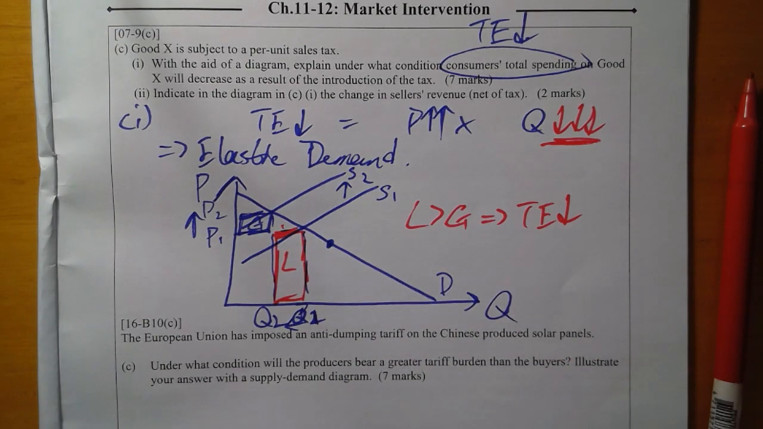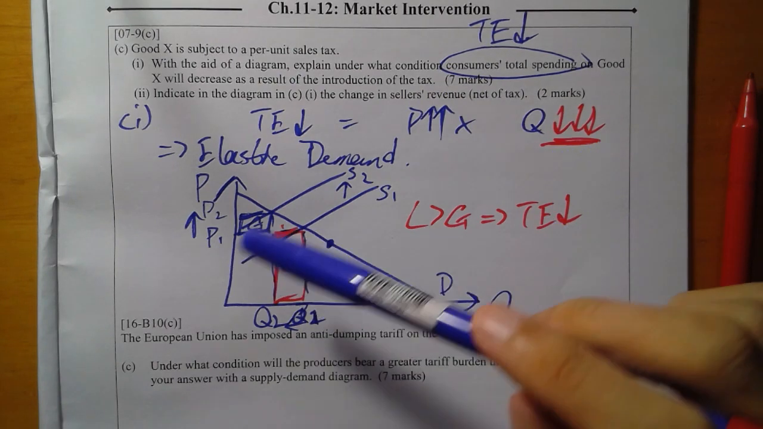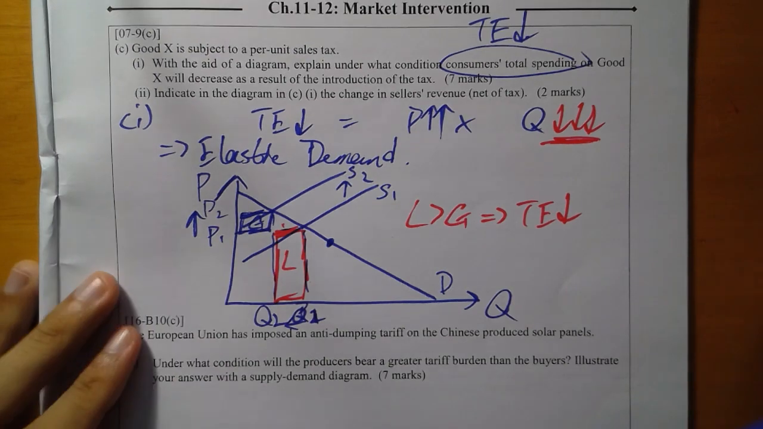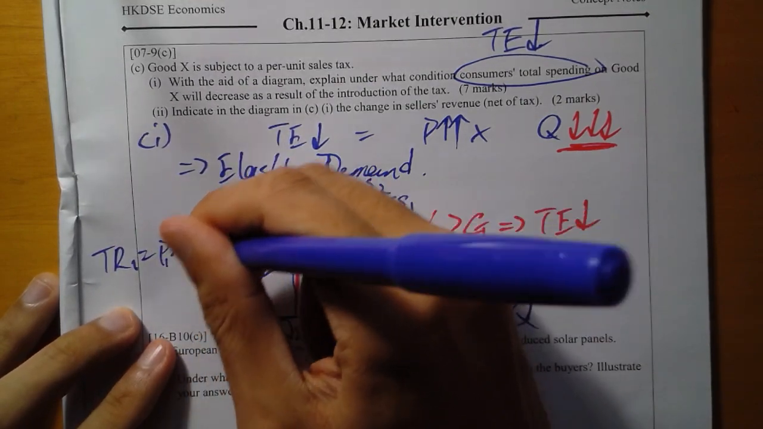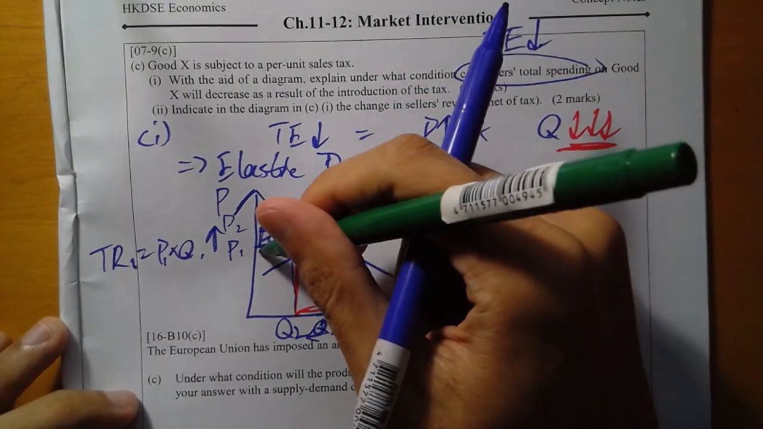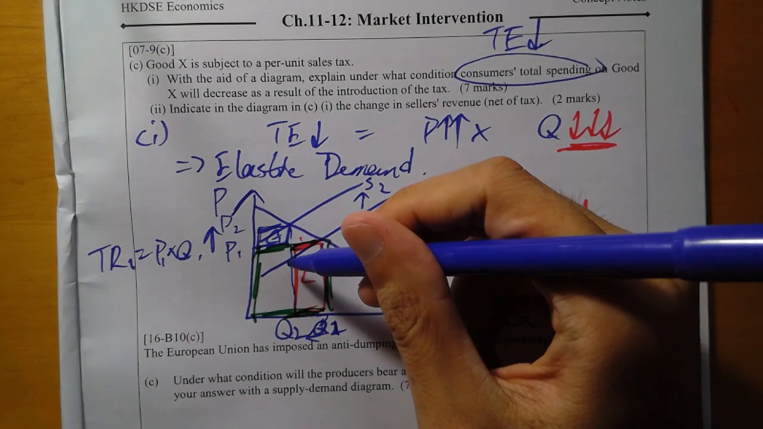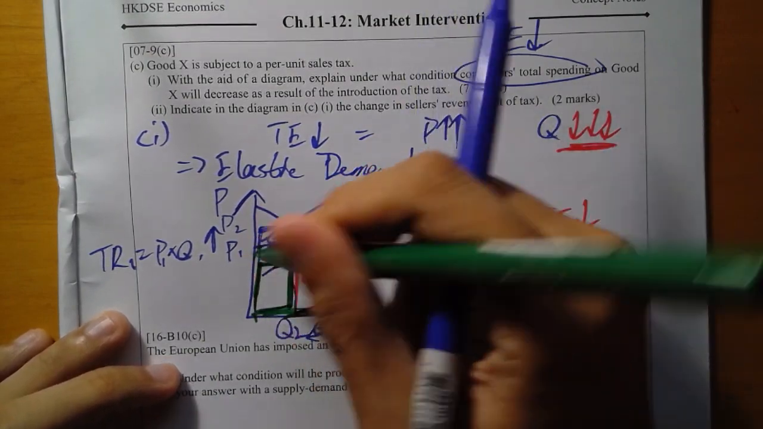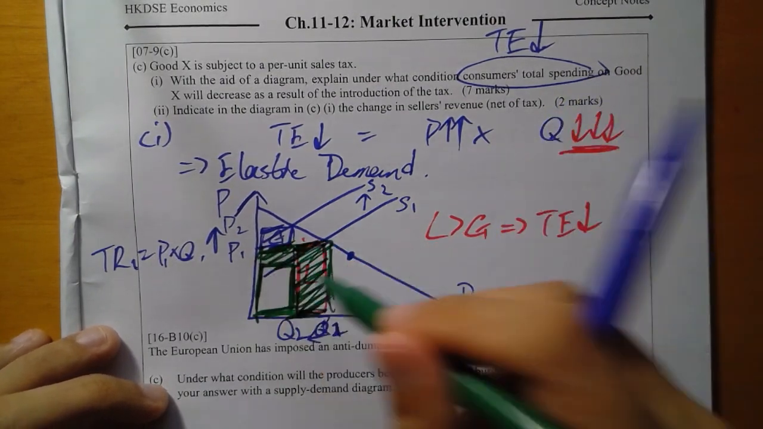So here you see this is the way we draw the diagram. Now indicate the change in sales revenue net of tax. It's a bit difficult to see. Original total revenue should be P1 times Q1, right? Should be this one. The new one is below Q2, this one. Remember? The change is this part.